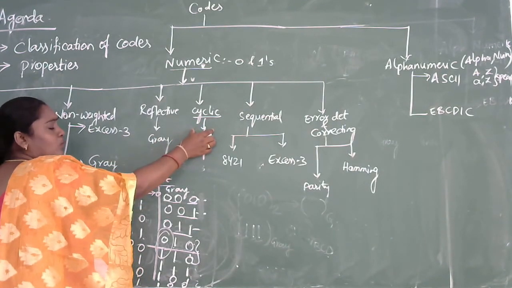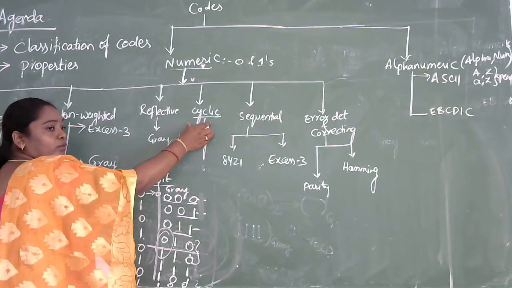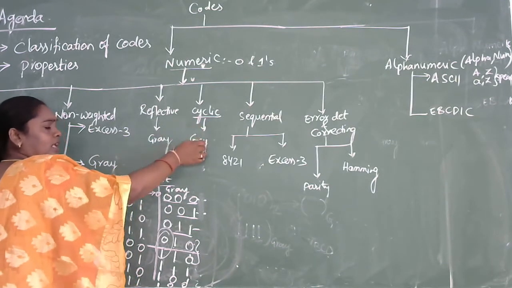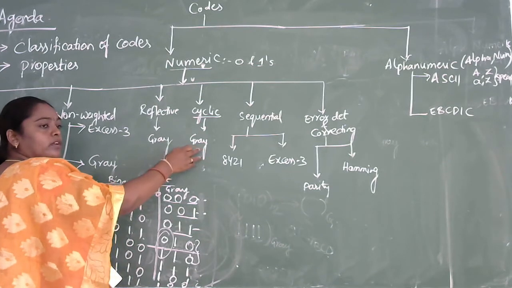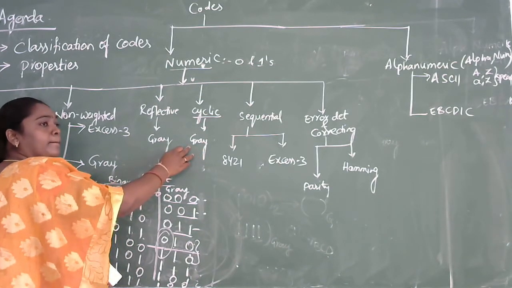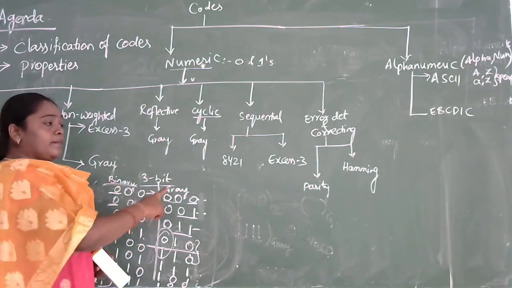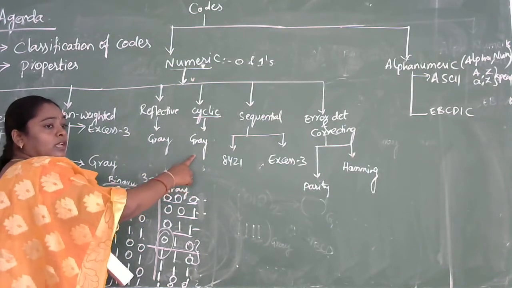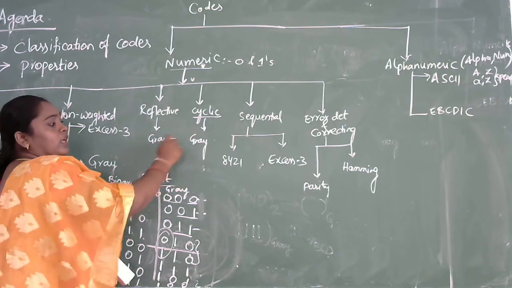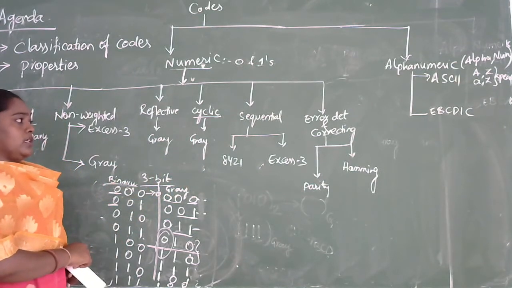So how can we prove that a gray code is a cyclic or unit distance code? Considering any two consecutive numbers of a gray code, if we compare the two consecutive numbers, there will be a change in a single bit position. That is the reason gray code is also called a unit distance code or a cyclic code.